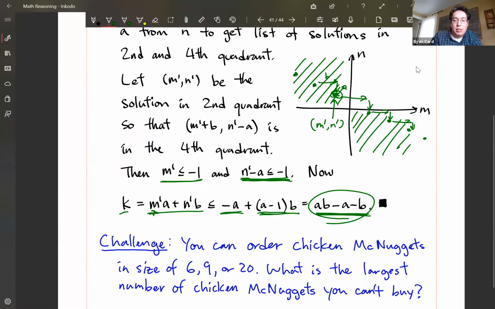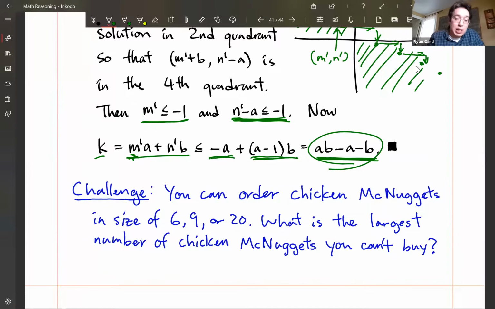And I have a challenge problem for you. This is a slightly harder version of the problem, because now I'm giving you 3 different numbers. So in McDonald's, you can order chicken McNuggets in sizes of 6, 9, and 20, if you discount the Happy Meal size, which is 4. I think it's more interesting with just these 3 numbers, 6, 9, and 20. You can't really reduce this using GCD, because the GCD of all 3 of these numbers is not going to be 1. So try to figure out what is the largest number of chicken McNuggets you cannot buy in some combination of 6, 9, and 20.